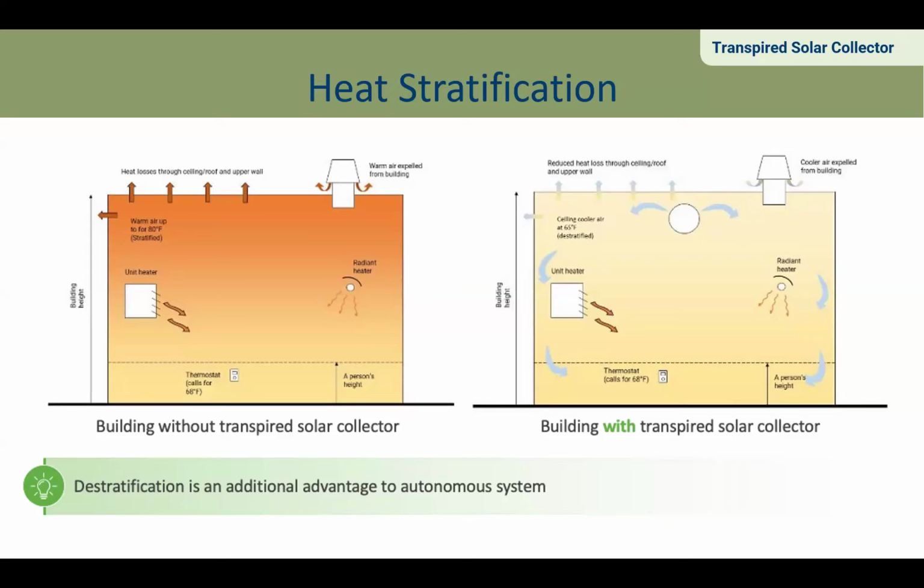One way to use a transpired solar collector to combat this or to do heat destratification is to bring it in and blow that free warm air that you're getting up at the top, and then it allows your other heating systems to work more efficiently as well, creating a destratified heat source for you so that you can allow the other system to focus on just heating the occupiable space.